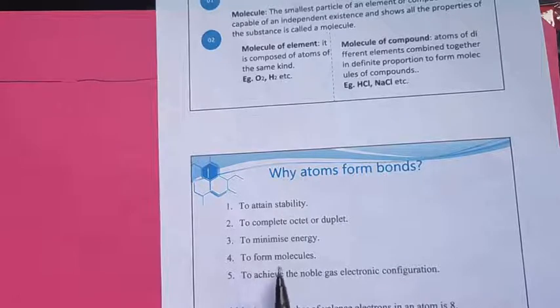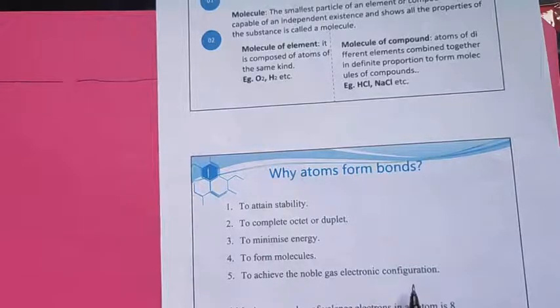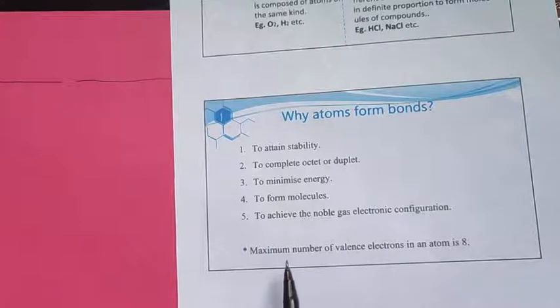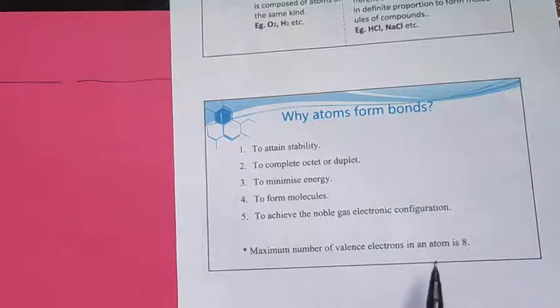And number 4, to form molecules. And number 5, to achieve the noble gas electronic configuration. Noble gas has stable electronic configuration, so all the atoms tend to get the stable electronic configuration of noble gas. And one more thing to be noted is the maximum number of valence electrons in an atom is 8. There will be only 8 electrons maximum in the valence shell.